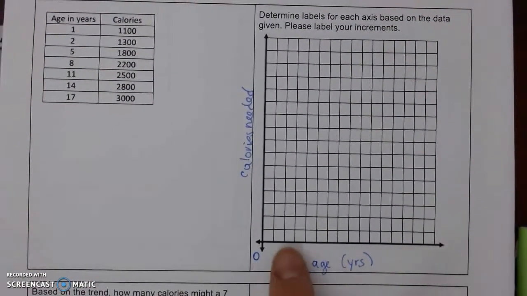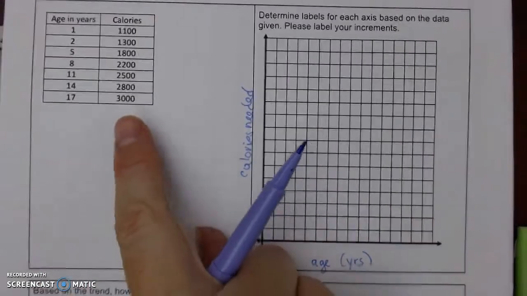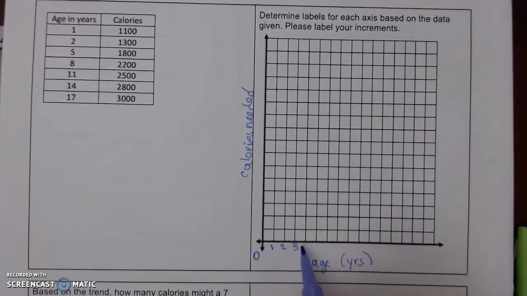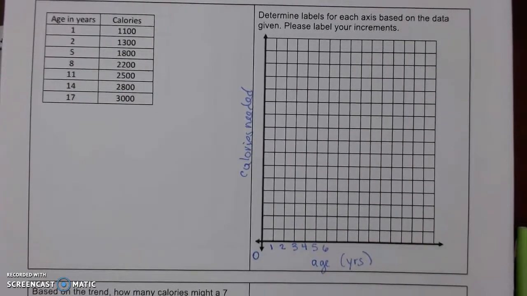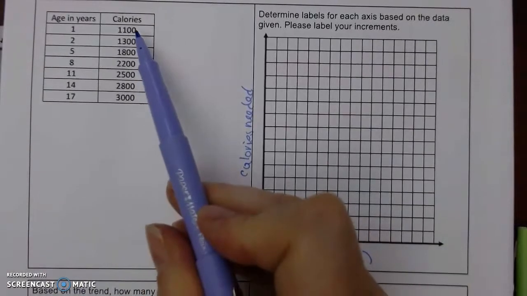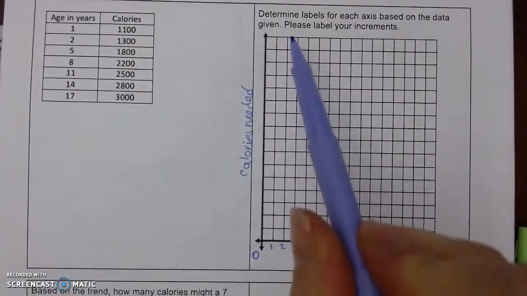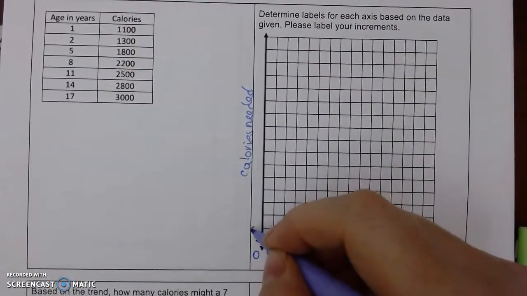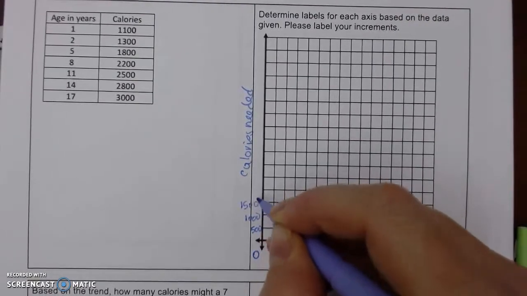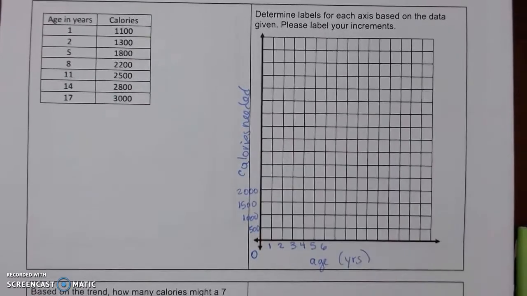So my age, there's actually 16 of these and it goes up to 17, so I can go one off. I'm just going to make each of these worth 1. The key is you have to make these worth the same amount and just label a couple. Now my calories go all the way up to 3,000 and I don't have that many, so I'm just going to make each one 500. Okay, and just label a couple.